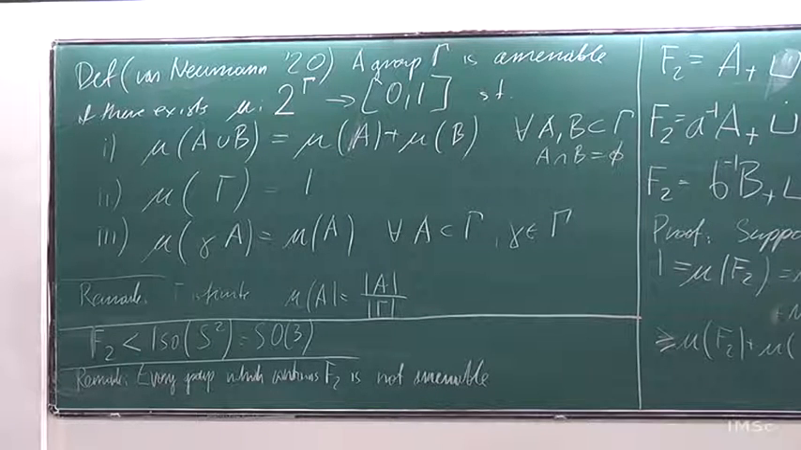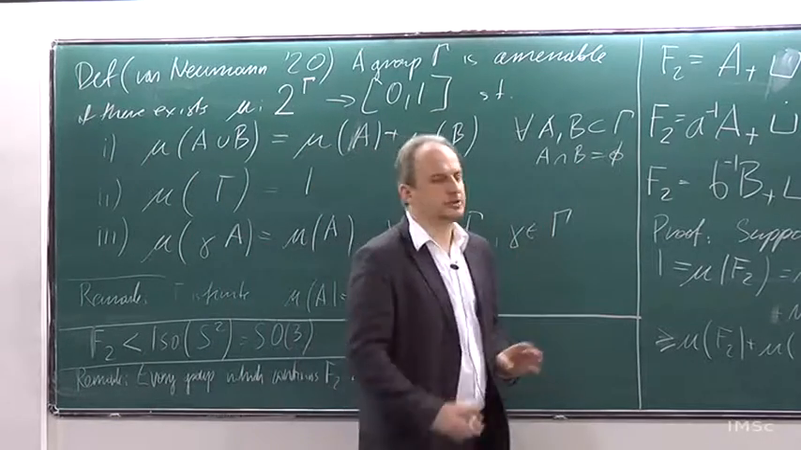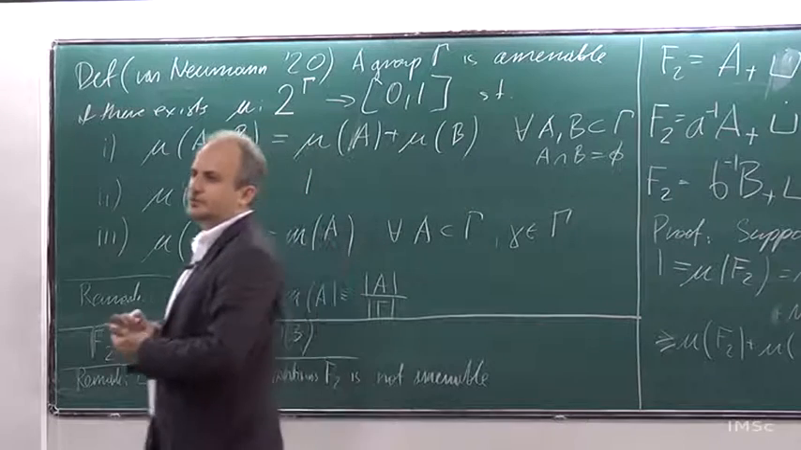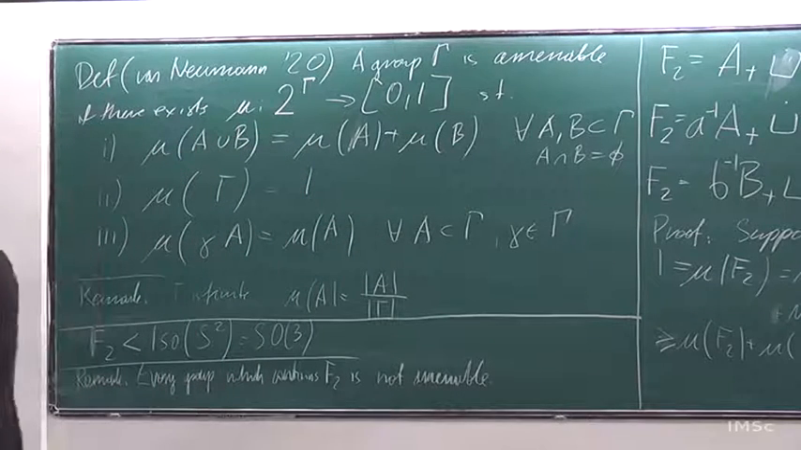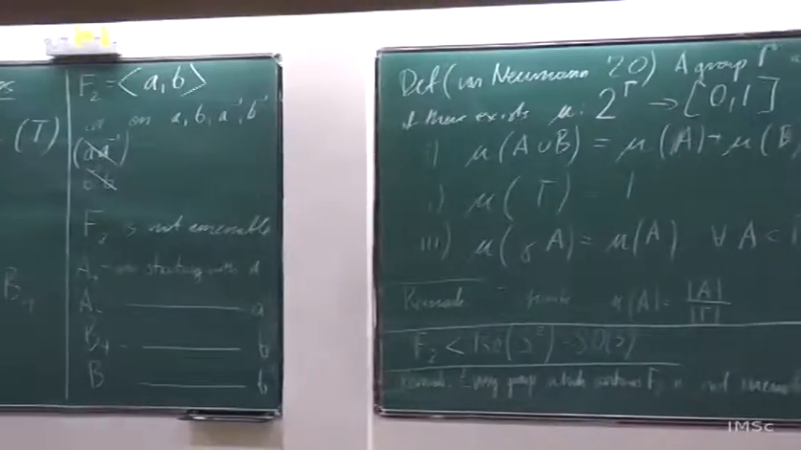And actually, having this paradoxical decomposition is the only obstacle to being amenable. Okay? So the group is non-amenable if and only if it admits a paradoxical decomposition.